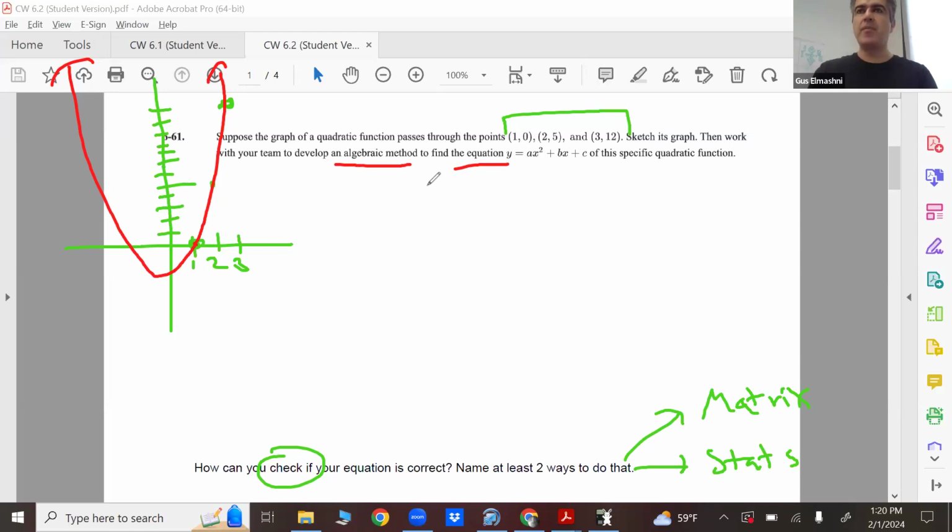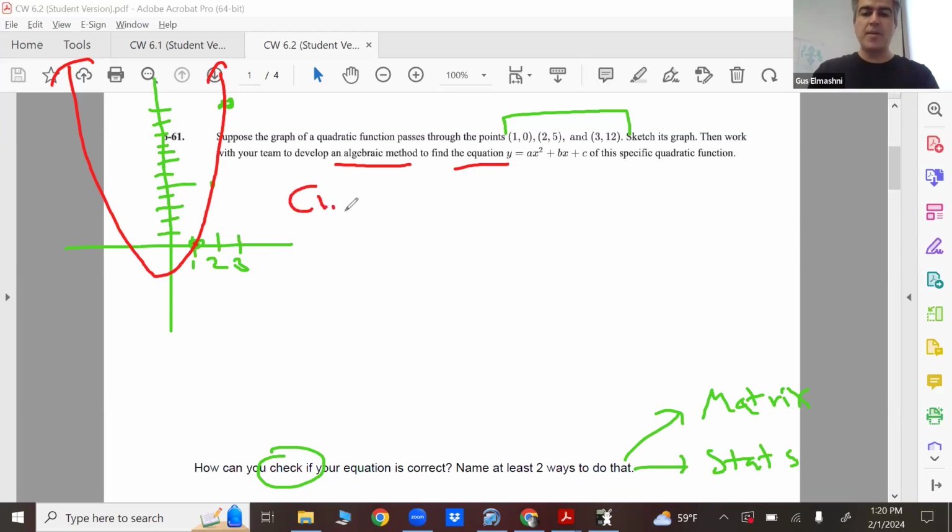Let's start with 1, 0. What do 1 and 0 represent, guys? Yes, it does. 1 is X and 0 is Y, right? Do you see X and Y in the equation? Okay. So what should you do with 1 and 0? Plug them in.